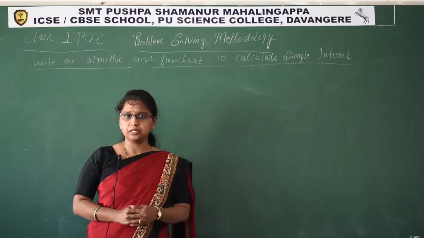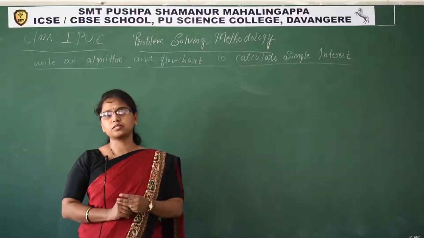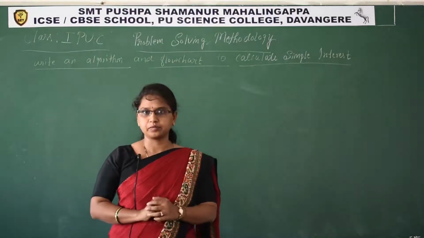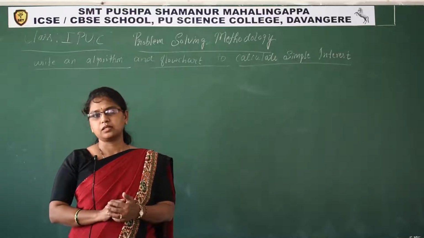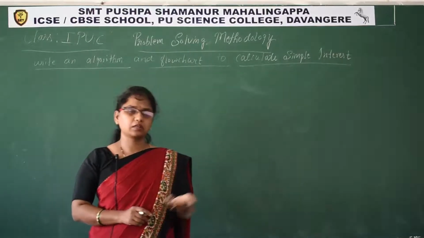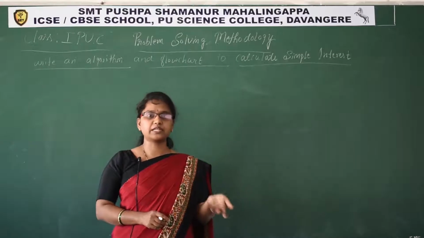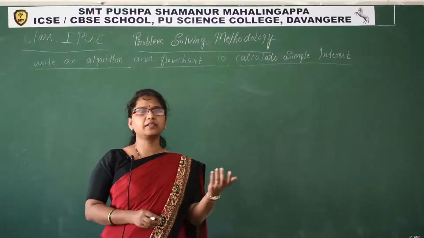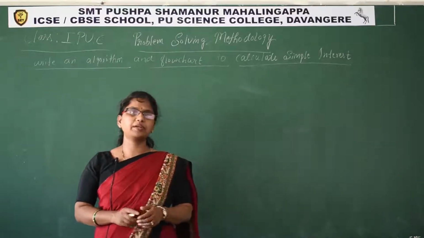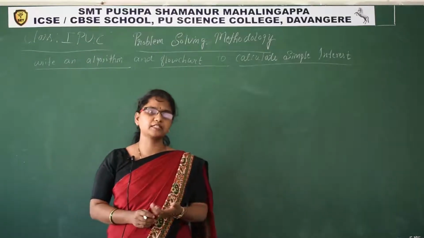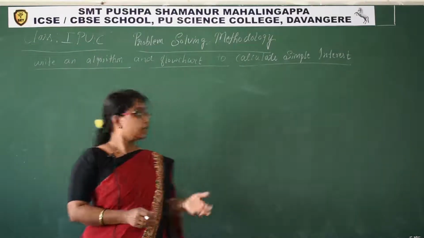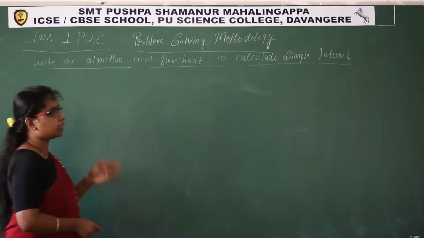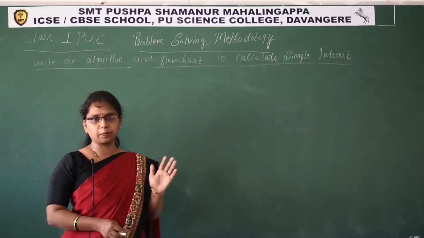Here, what is the procedure? We have to input 3 inputs, do the calculation part, then print the result. Here, what type are the inputs? Principal amount may be 1000, 10,000, 50,000, a lakh, like that. Then time, duration: 1 year, 2 years, 3 years. And rate of interest may be a decimal number, 7.6, 9.2, like that. So in this algorithm, first we write how many inputs we have to give, what the calculation part is, and what result has to be displayed.